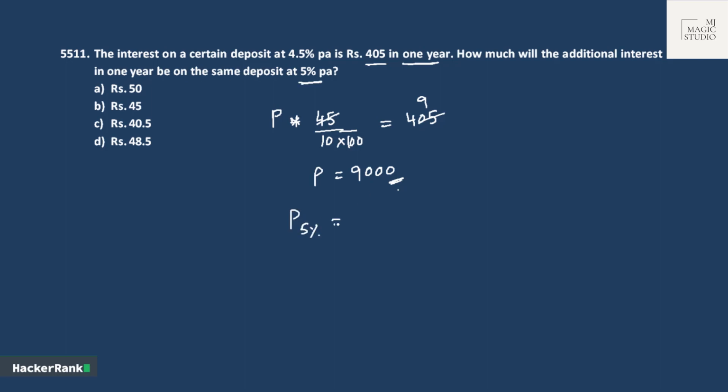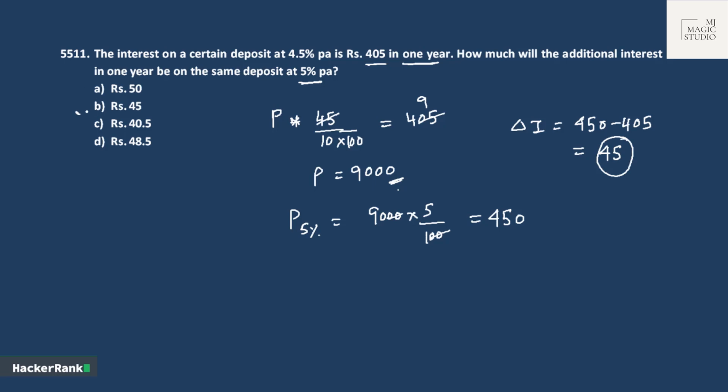How much will the additional interest be in 1 year on the same deposit at 5% per annum? So interest at 5% per annum would be 9,000 into 5%. That is 450. So the difference in interest is 450 minus 405. That is 45 rupees. That we are looking for. Option B is the pick.